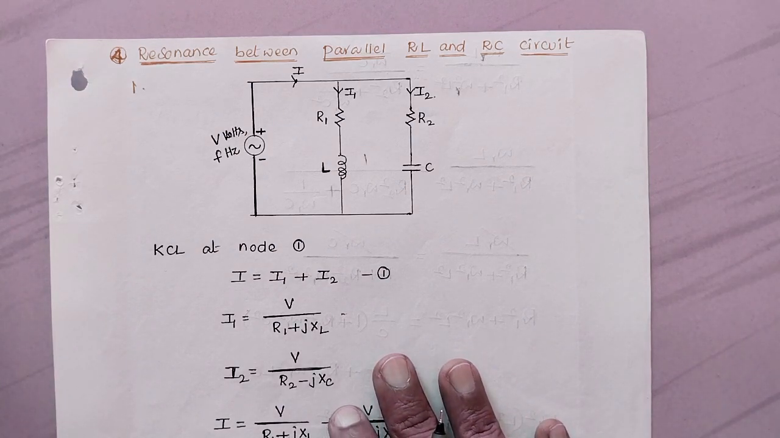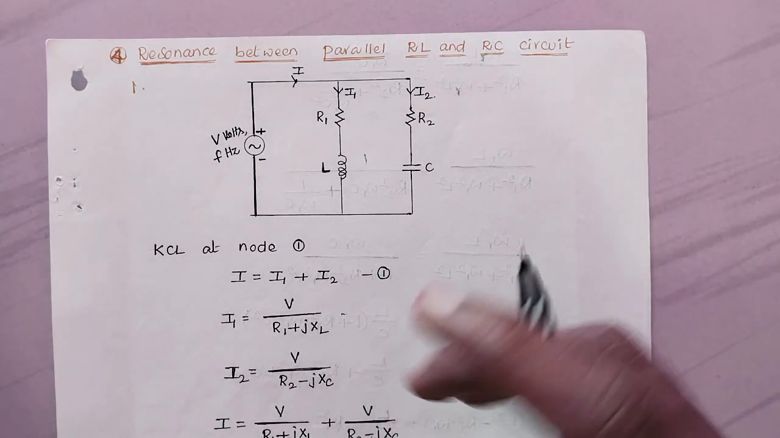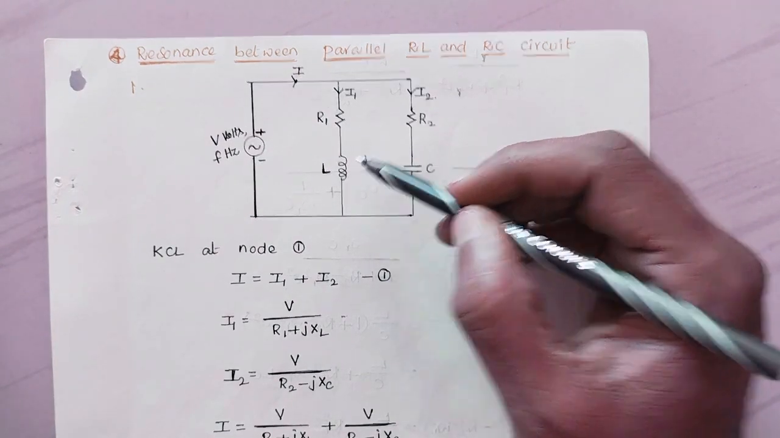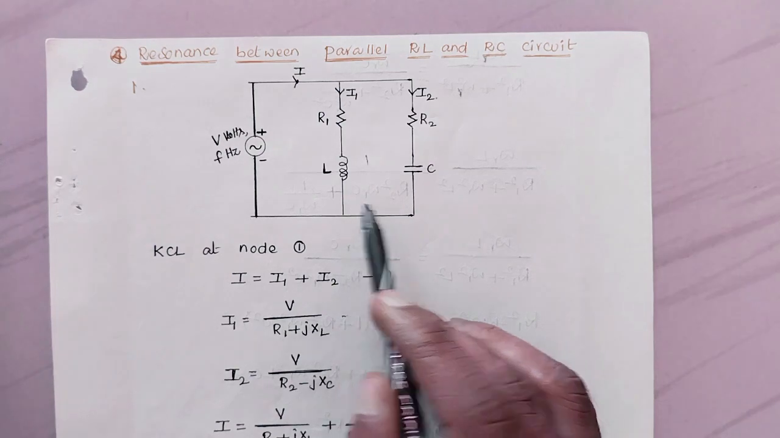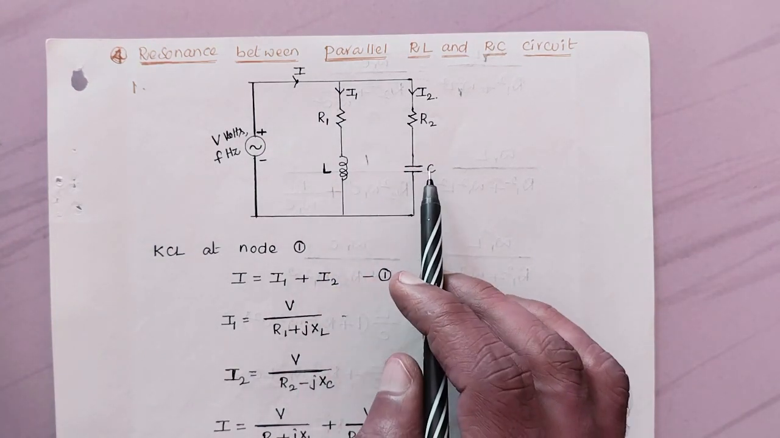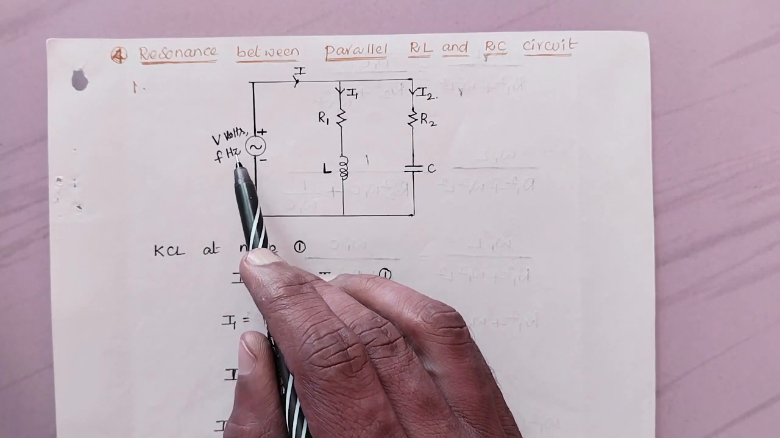Resonance between parallel RL and RC circuit. So here it is a parallel circuit, but RL is in one branch and RC is in the other branch. They are in parallel. So the RL circuit and RC circuit are connected in parallel, and that combination is connected to a voltage source.